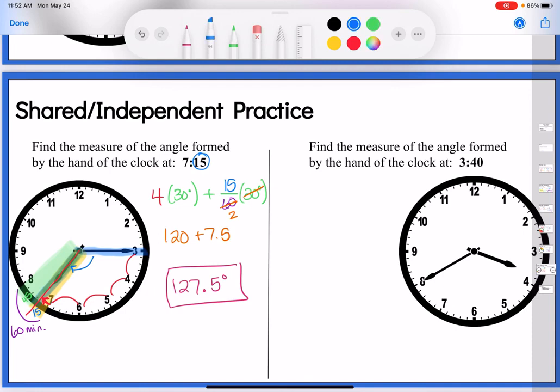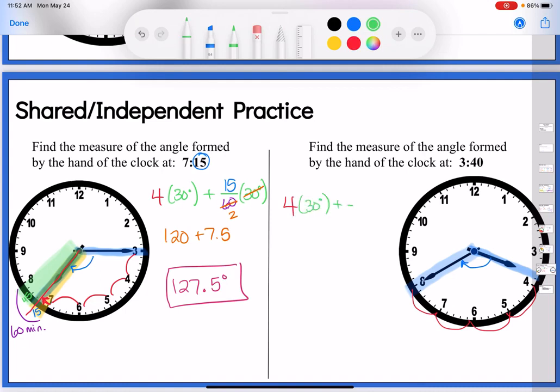Okay, so my minute hand straight at the 8, my hour hand just past the 3, a good ways past the 3 this time, okay? All right, let's see how many, and again, we're doing this angle. That's the one I want. So how many full sections do I have? 1, 2, 3, 4 full sections here. So 4 times 30 degrees again.